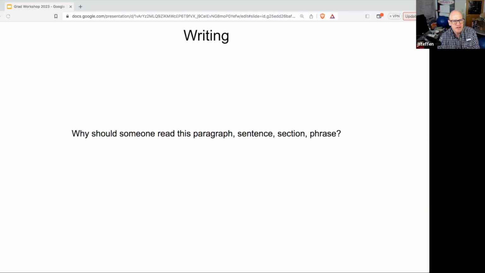Another thing that I always ask myself is, why is someone reading this paragraph? Why is someone reading this sentence? Why is someone reading this section? Why do these things exist? Because it will make it easier to read. It will help the audience work through your paper if they know why they're reading something and they don't have to figure it out as they go.